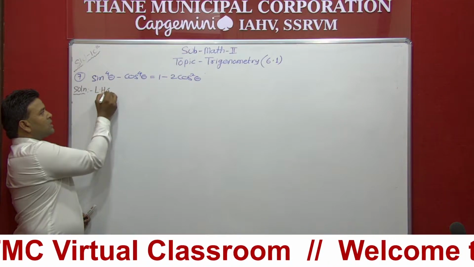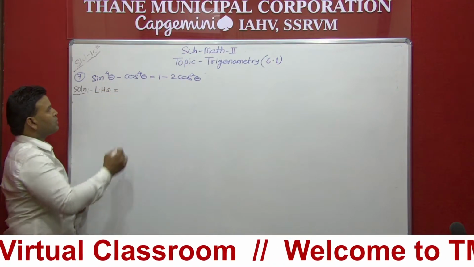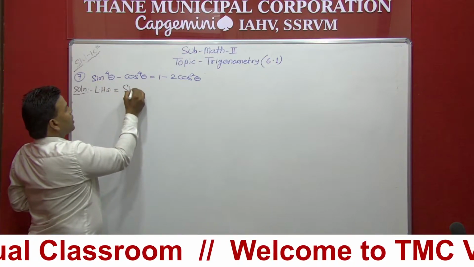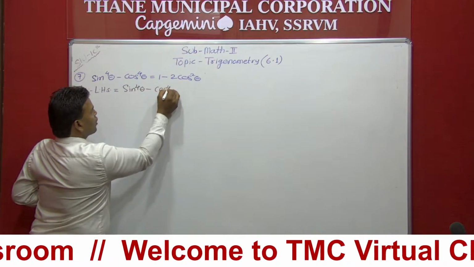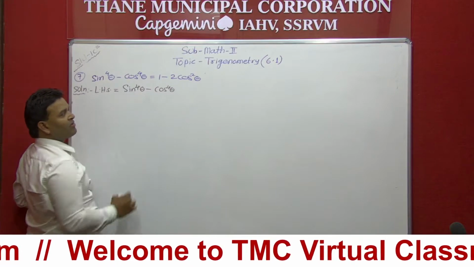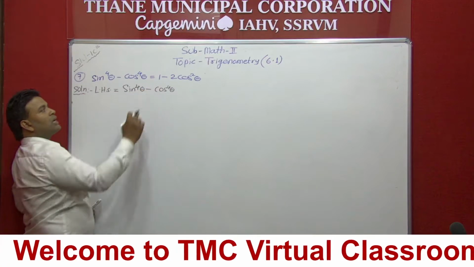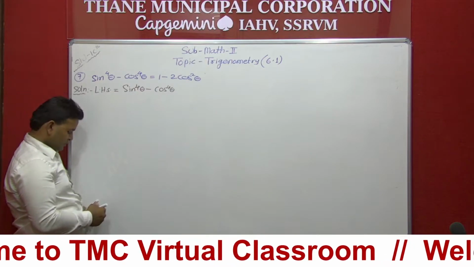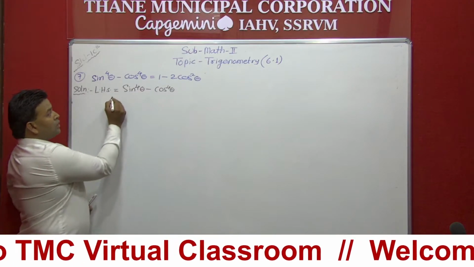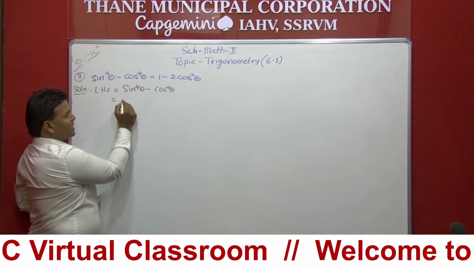LHS, that is equal to sine power 4 theta minus cos power 4 theta. This is our left hand side, and we are supposed to find out 1 minus 2 cos square theta. Let's start with this question. Now first I will write down this question.